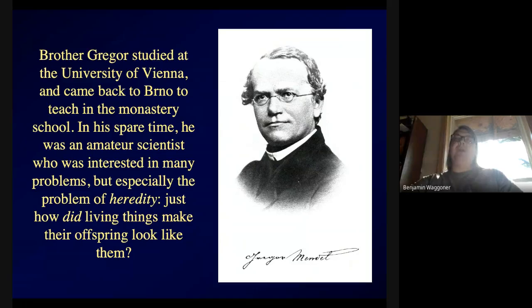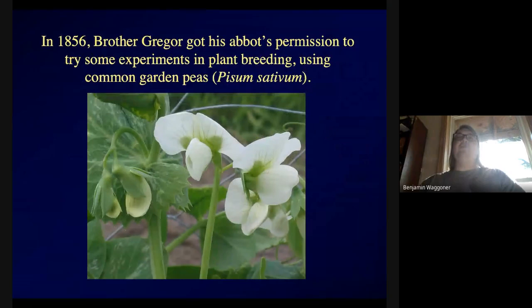Rabbits would have a lot of sex, and sex is just not the kind of thing that a proper monk is supposed to be thinking about. So he got his abbot's permission to try some experiments breeding something that was less likely to make the monks think about sex all the time. And he did experiments using common garden peas, Pisum sativum, the same garden pea that you've probably eaten many times in your lives.